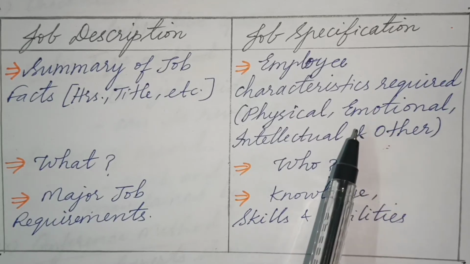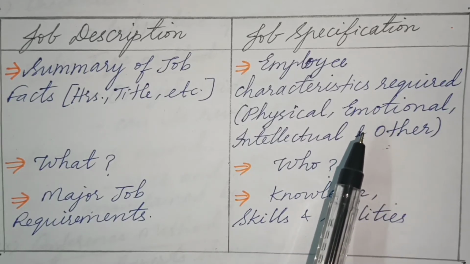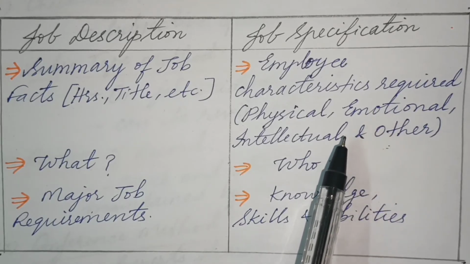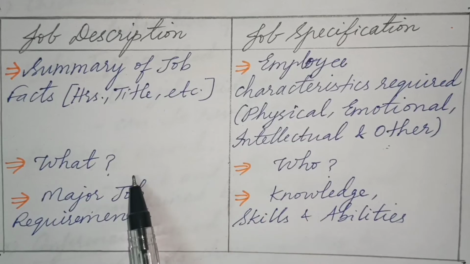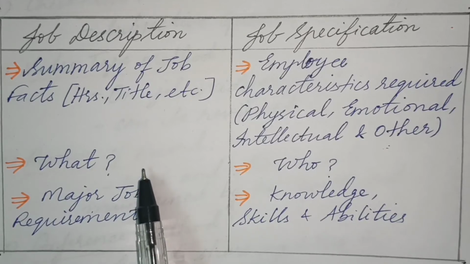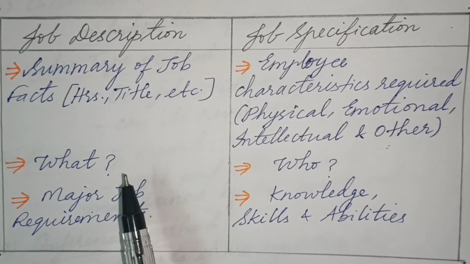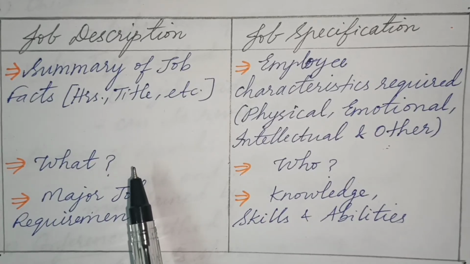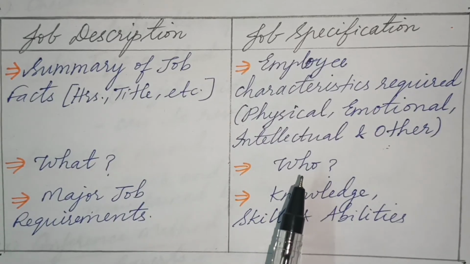So, how do you differentiate? How do you know if it's a job description or job specification? An easy way is to ask the question what and who. If it answers the question what, it is job description, while if it answers the question who, it is job specification. What would include questions like what would the job be called, what would be the responsibilities, what does an employee do in the workplace, etc. Who would be a question of who will be eligible to do this job.